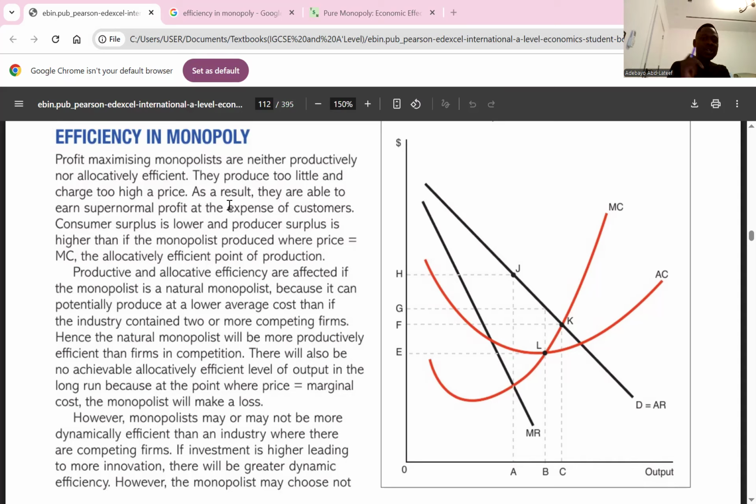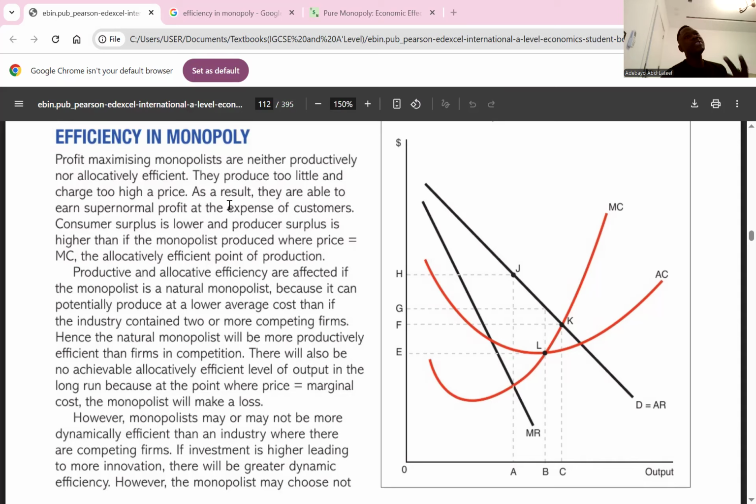Then, a monopolist is also considered productively inefficient. Why? A monopoly may not produce at the lowest possible cost, as they don't face the same pressure to minimize cost as firms in a competitive market. So if they incur higher cost, it is simply going to be passed on to consumers. This is because monopolies don't need to be as efficient to make profit, as they have no direct competitors. They can afford to operate with higher cost. I think the point is clear.